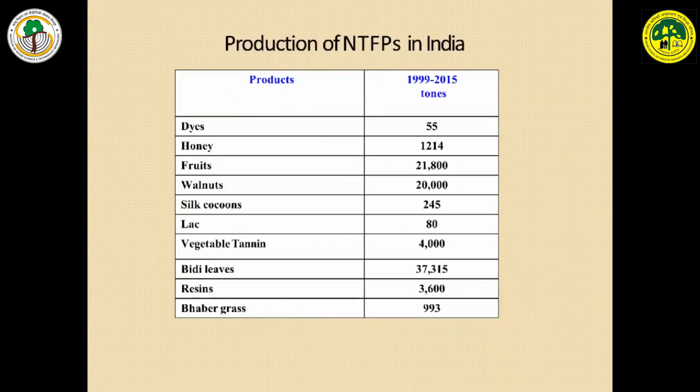So here I have just given out how the production of NTFPs went from 1999 to 2015. You can see some of the major NTFPs and what the production was in tons. So you can see how it has contributed to the economy also. Like BD leaves contribute the maximum. Next comes honey, then the fruits and walnuts, and the minor fruits contribute maximum to the economy of a country.